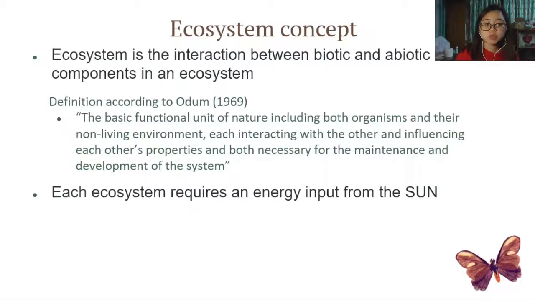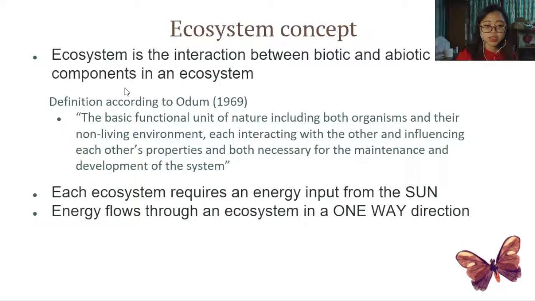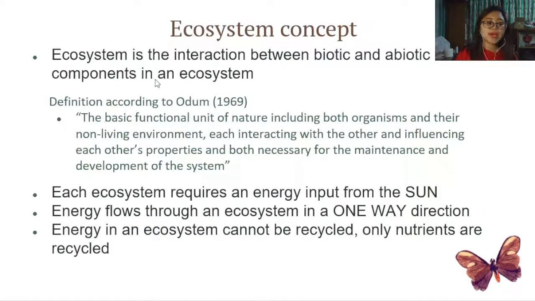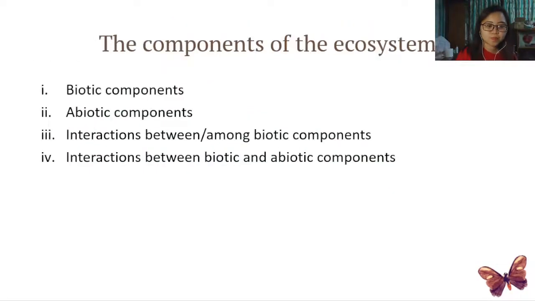Each ecosystem will require an energy input from the sun, either directly or indirectly, and energy will flow through an ecosystem in a one-way direction. Energy in an ecosystem cannot be recycled, only nutrients are recycled. And when we look at energy, we're usually looking at it in terms of chemical energy or heat energy.